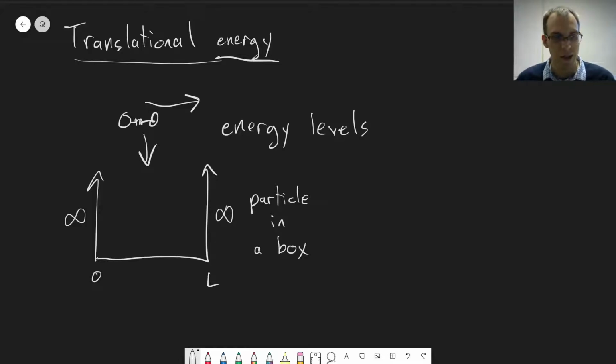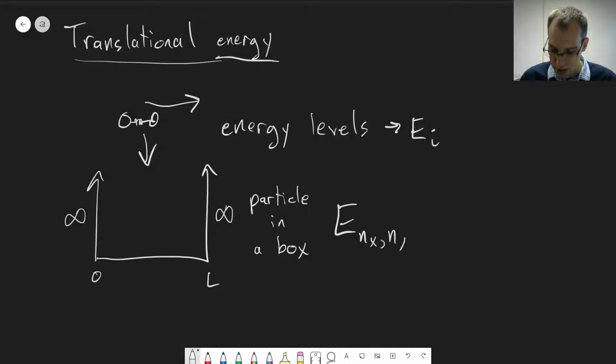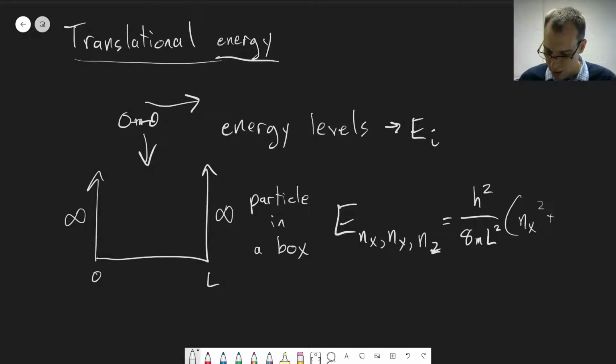And the energy levels associated with this, we need to know what the Ei values are, so we can plug those into our sum to find our partition function. And we can solve this. There are 3 quantum numbers associated with this, one for each dimension, one for x, one for y, one for z. And this is a solution that you can obtain. We won't go through how this is obtained, but if you take or have taken quantum mechanics, you will go through this. And so this is the energy level expression.